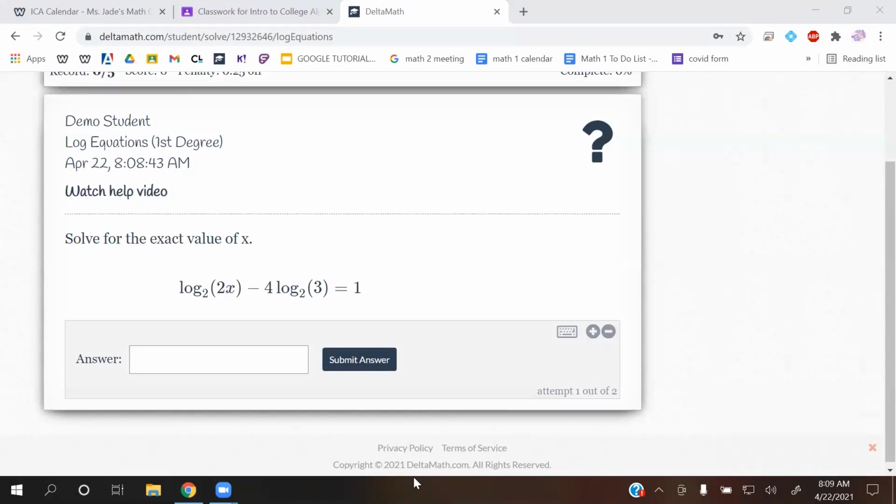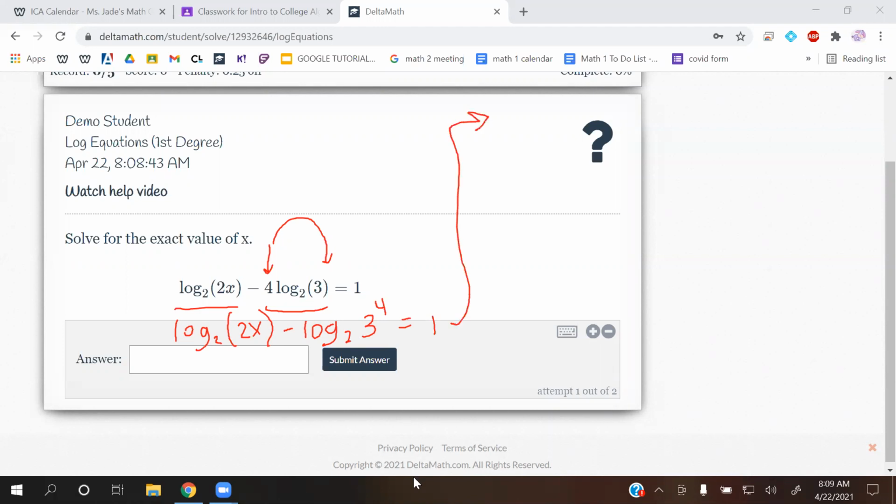In order to condense this, the first piece is already condensed, but we have this one with a 4 in the front. So we're going to move that 4 to become an exponent of the 3. Let me rewrite this: log base 2 of 2x minus log base 2 of 3 to the power of 4. Remember that 4 in the front gets moved to become an exponent of the 3 when we're condensing. Oh, I should write equals 1. And I'm going to continue it up there because that's where I have space.